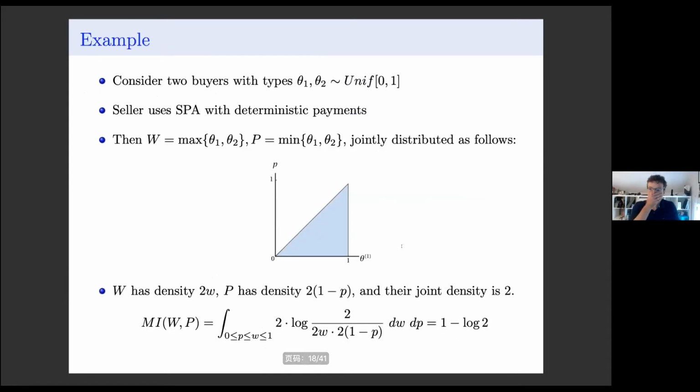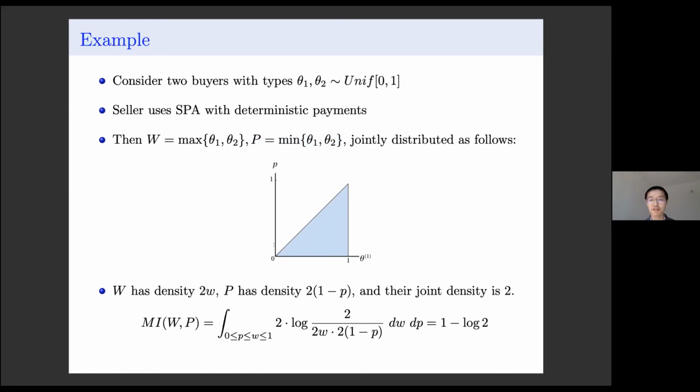Okay, so an example is the simplest example one can think of. There are just two buyers whose types theta1, theta2 are both uniformly drawn from the unit [0, 1] interval. I'm going to just let the seller use the standard second price auction with deterministic payments. Then in this case, the two random variables of interest are W, the maximum of these two types, and the price P, the minimum of these two types. So their joint distribution is the uniform distribution on this blue triangle in the figure. W is on the horizontal axis, and P is on the vertical axis.